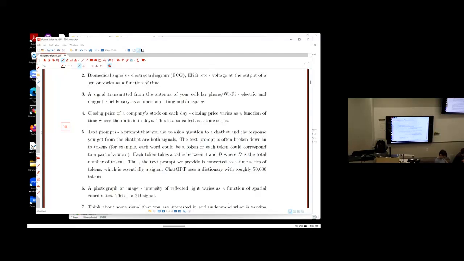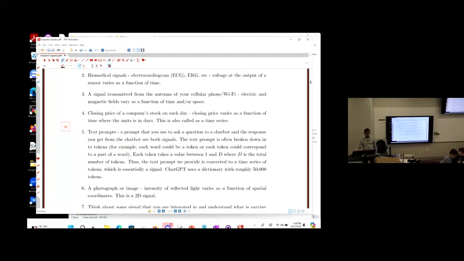So the difference between example 4 and the past 3 examples is that in example 4, time takes only integer values, whereas in the first 3 examples, time can take any real number as its value, and there is a value for the signal at that time, right? So we call examples like number 4 discrete time signals, whereas the first 3 we call continuous time signals.